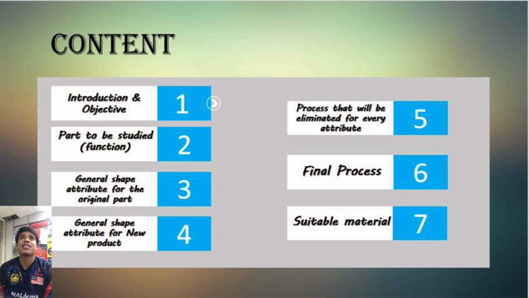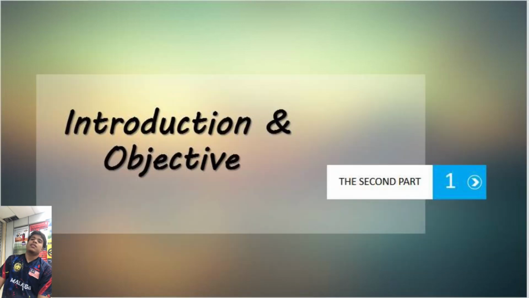In this presentation, I want to have 7 contents: product objective, part to be studied, general shape attribute for the original part, general shape attribute for the new part, another process that will be eliminated for every attribute, final process and suitable material. Next, introduction and objective. Introduction.